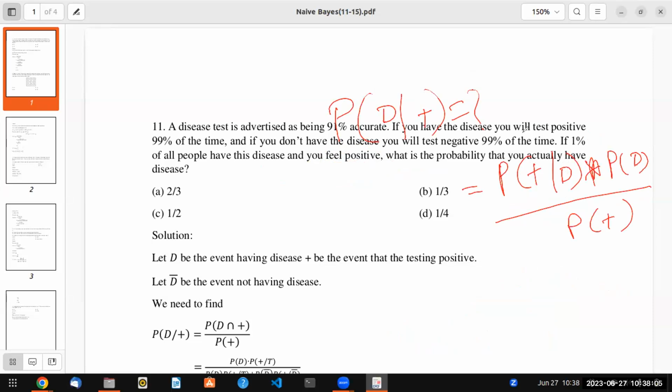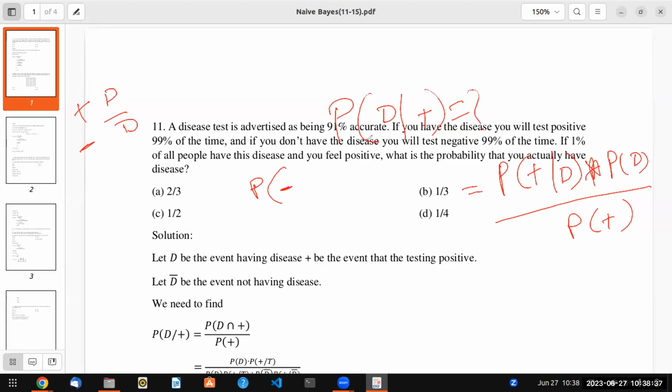Where is the negative? If you don't have the disease, you will test negative 99% of the time. That is what was derived in the data, right? If you don't have the disease, you will test negative 99% of the time. What does that mean? Probability of what? D bar, negative. See guys, three things: being positive is this sign, negative is this sign, having the disease is D, and not having the disease is D bar.